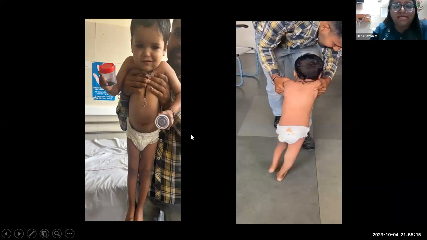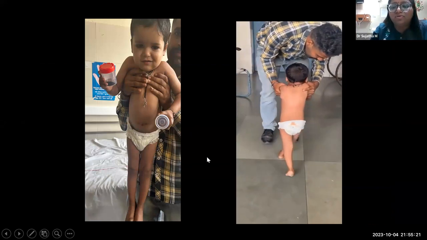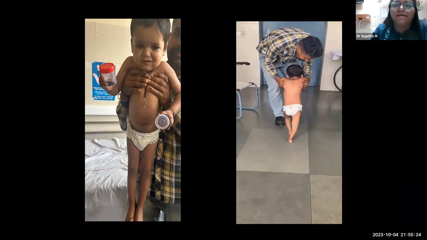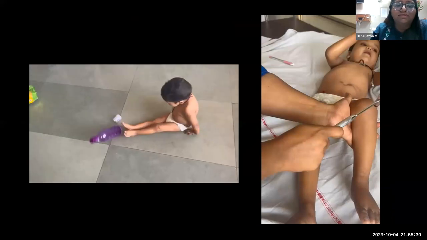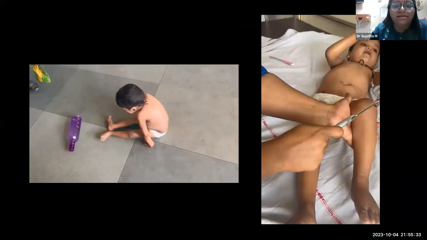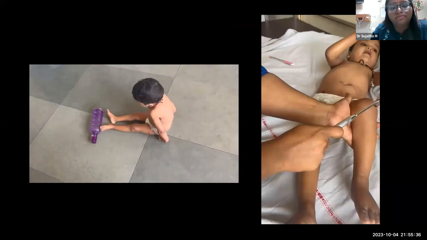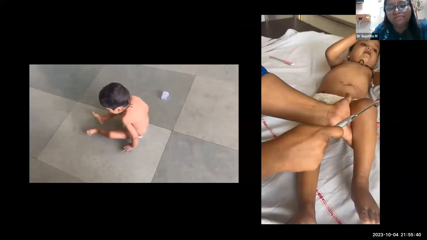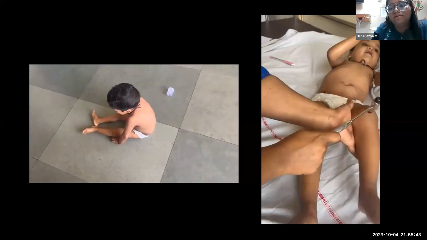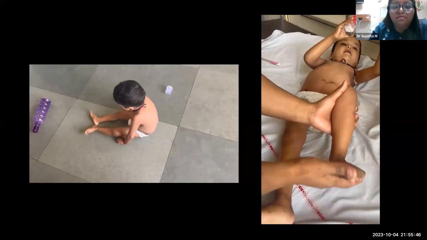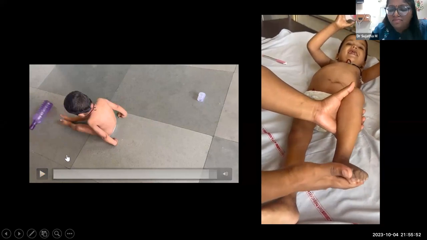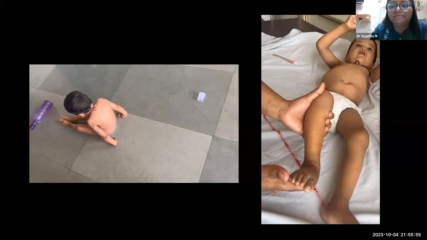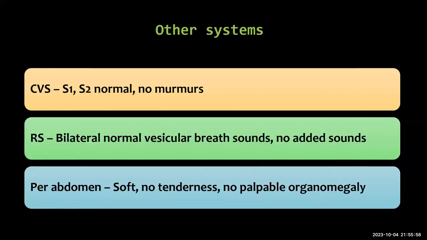So the child keeps the legs adducted when held in vertical suspension, and we can see the toe first walking with crossing when the child is made to walk with both hands held. So this is the video showing the bottom shuffling done by the child. And the other video showing brisk DTRs in lower limbs with an ankle clonus bilaterally. So other system examination was essentially normal.